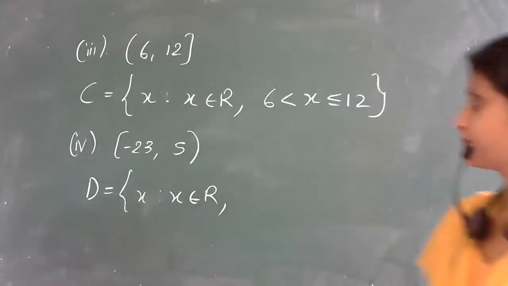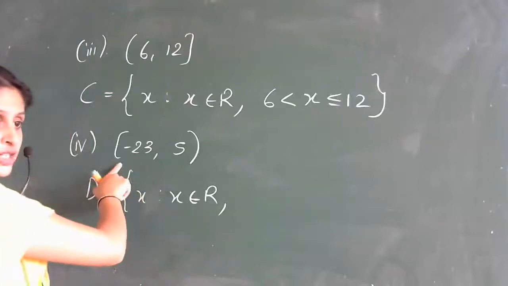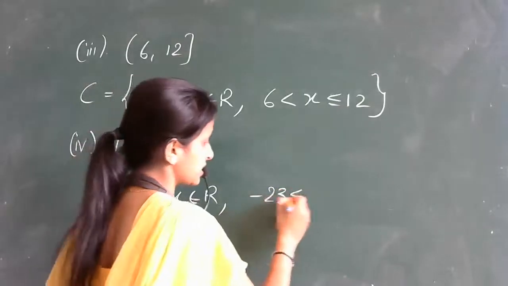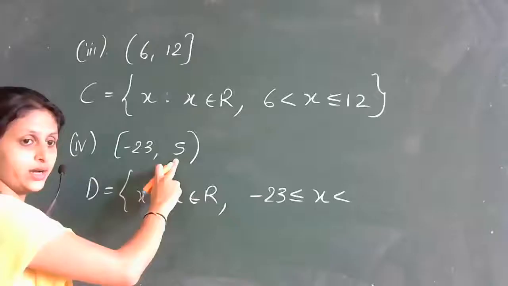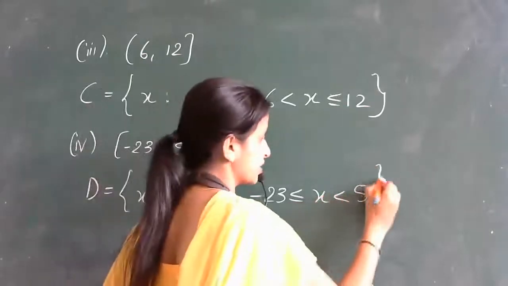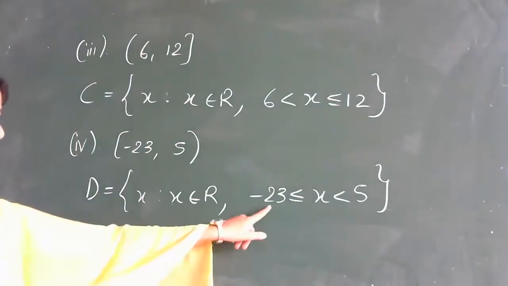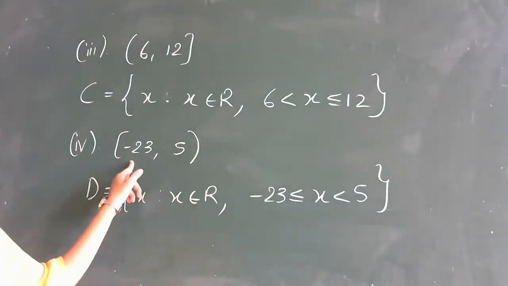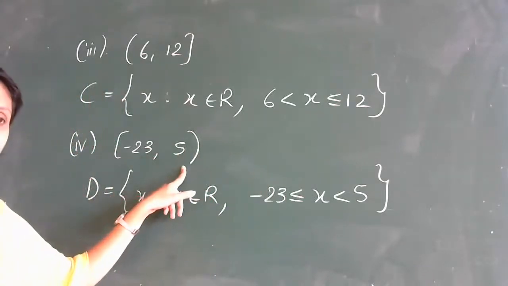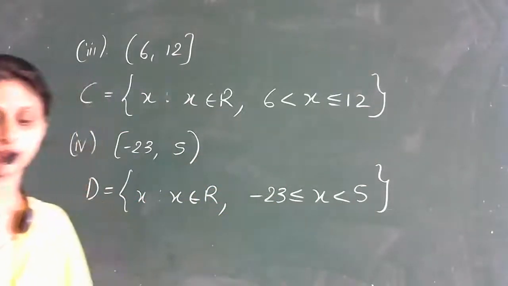Minus 23. See here. Minus 23, it is closed interval. So minus 23 is included. At 5, we have an open interval. So this 5 is not included. So you will have a strictly less than sign. Right? Here, since minus 23 is included, since it is closed interval, you will have less than or equal to. And since here at 5 it is an open interval, it is not included. So it will be strictly less than 5. Right?